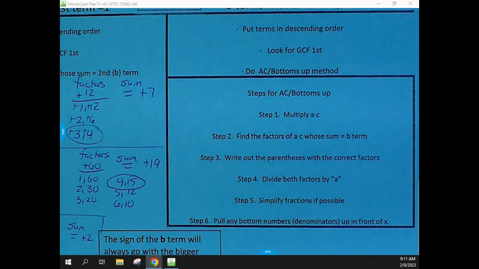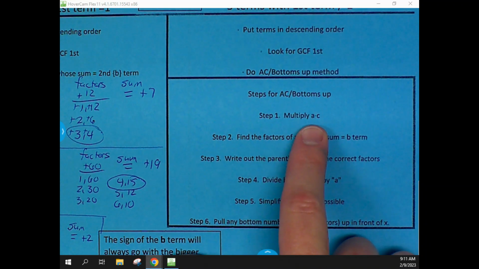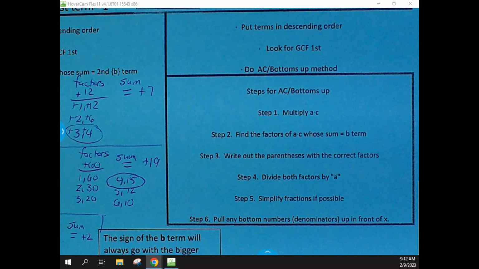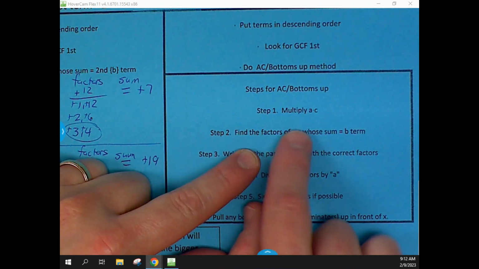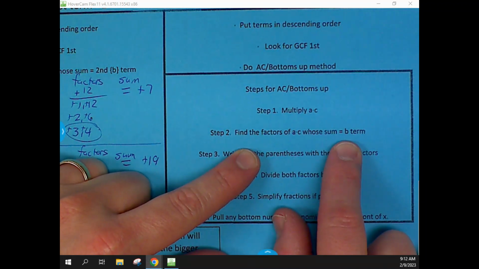Okay, so now some people call it the AC method. We call it bottoms up here at Sparkman. If you know the song and you want to sing it, go ahead, but I'm not going to sing it for you. Basically, here's what you're going to do. You're going to multiply the A and the C terms together. So we're going to do A times C. And then once you get this number, you're going to find the factors of that number that equal the B term. So that part is going to be the same.